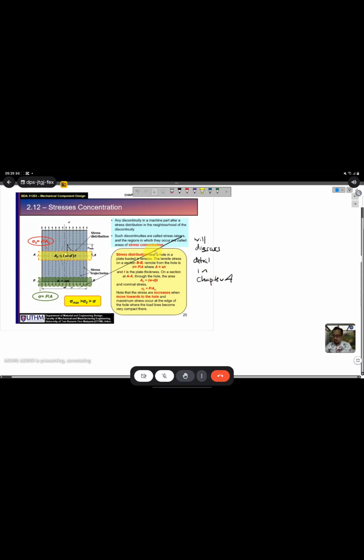So only for fatigue. If there is a hole or a discontinuity inside the beam or something like that, the stress will increase, because there is stress concentration happening here. I will discuss this in detail in chapter 4. It's the same thing here: this one is the stress concentration factor in chapter 4.